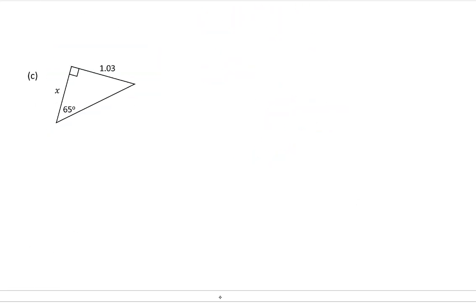Next right triangle, our angle of focus is 65. We have 1.03, which is opposite 65, and we want to look for x, which is adjacent to 65. So once again, we're going to use our tan ratio. So we have tan of 65, that's our angle of focus, is equal to 1.03 divided by x. This is similar to the one we started with. To solve for x, or to get x the numerator, we're going to cross multiply.